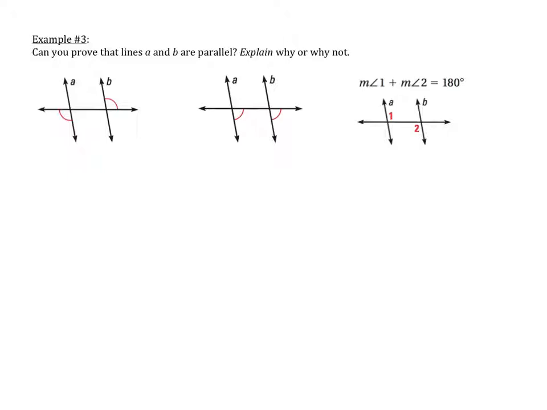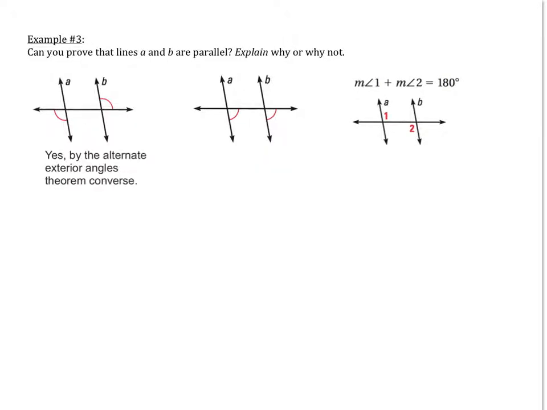Example 3, can you prove that lines A and B are parallel? Explain why or why not. So looking at the first diagram, we're trying to decide if line A and line B are parallel. The two angles we are given as congruent are alternate exterior angles. By the alternate exterior angles theorem's converse, if alternate exterior angles are congruent, then the two lines that are cut by the transversal are parallel. So in this case, A and B would be parallel by the alternate exterior angles theorem's converse.